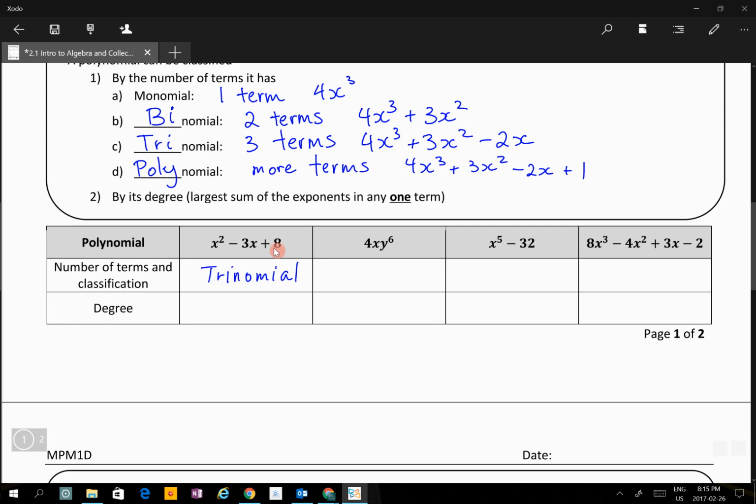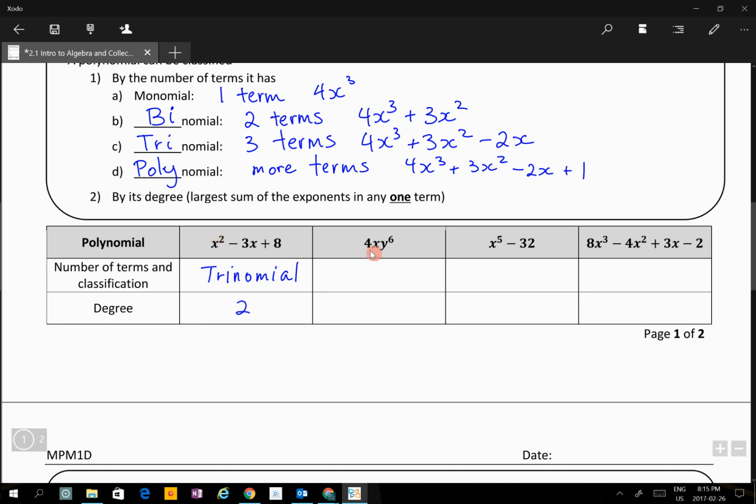What about its degree? Well, if you look at each of these terms, you look for the term with the variable with the highest exponent. So I have an x squared here, and I have a 3x. The x squared is much higher, so I'm going to use this term here, and this term is going to tell me that this entire polynomial is of degree 2. An exponent of 2 means we have a degree of 2.